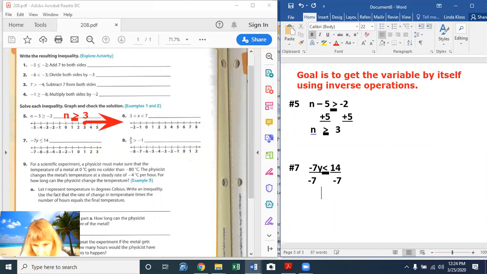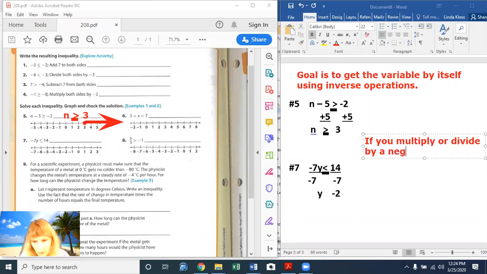Now we're going to wait on the sign yet. 14 divided by negative 7 is, we have a positive 14, a negative 7, negative 2, correct. Now if you notice, we divided by a negative number. What is our rule? Our rule is if you multiply or divide by a negative number, you need to reverse the inequality sign.